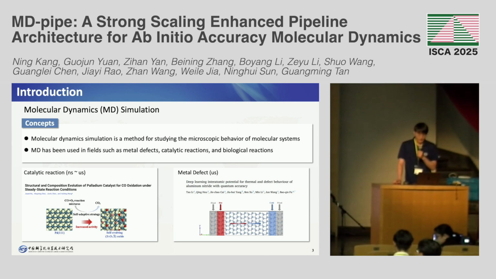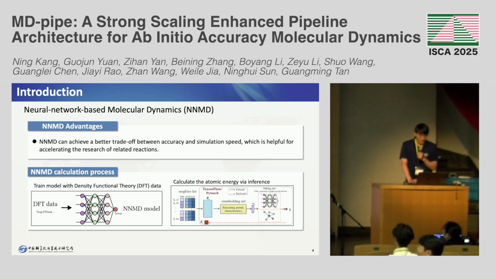Molecular dynamics is a computational method to study the motion of microscopic molecular systems. MD technology has been widely applied in multiple fields, including the research on metal defects and analysis of biological reaction processes. In recent years, neural network-based molecular dynamics methods have gained widespread attention due to their significant advantages.